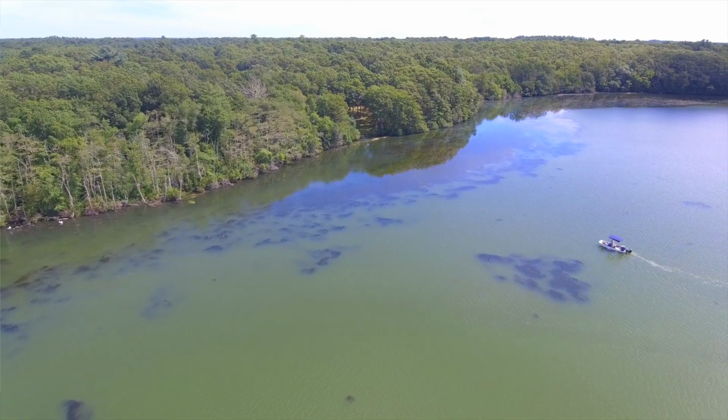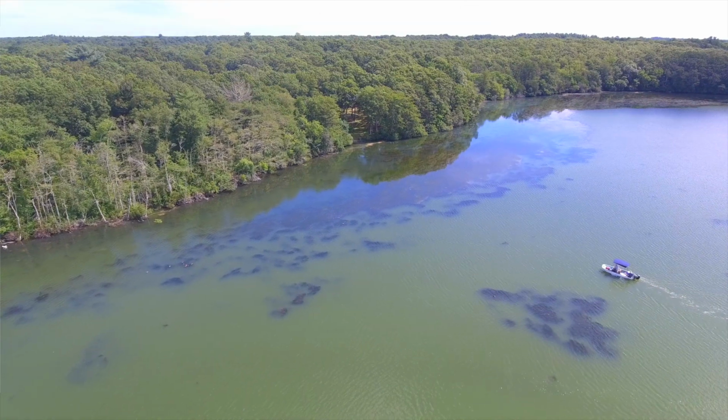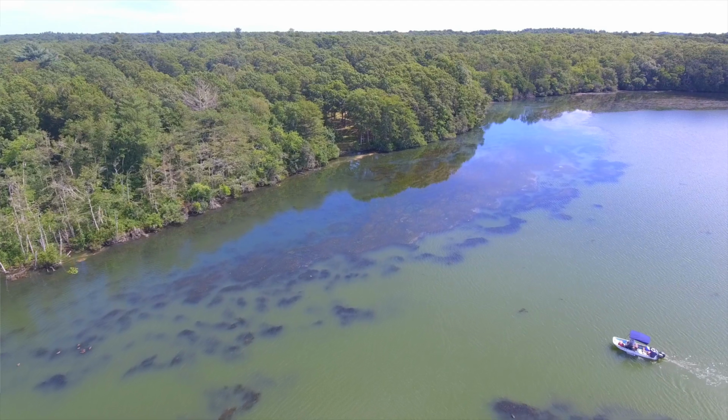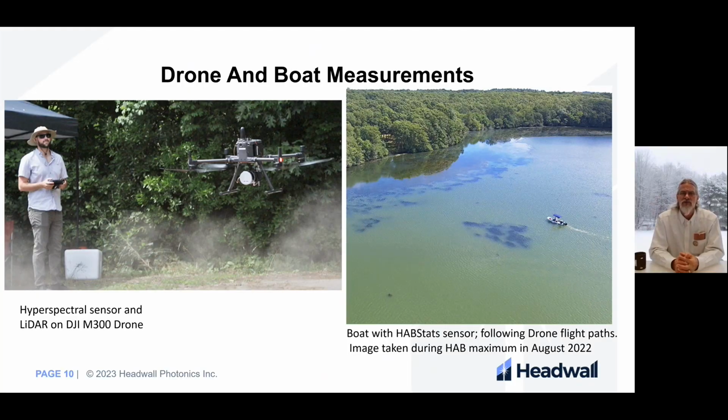And you should be able to see that the pond is green. This was in August, and this was when the pond really was toxic. Fishing was banned, swimming was banned, and there was a tremendous amount of the cyanobacteria in the pond.